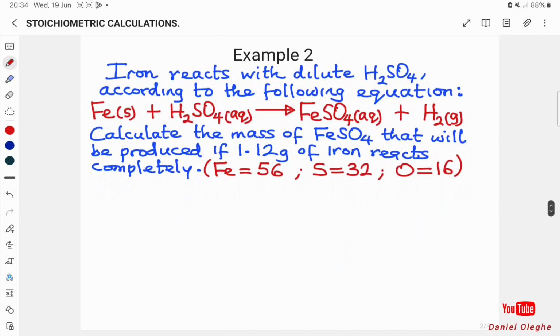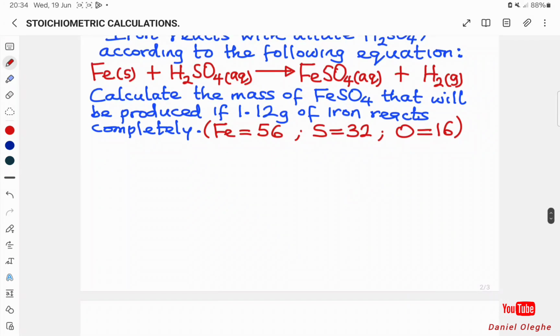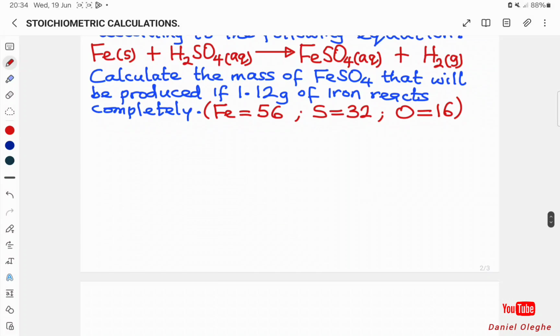Example 2. We are given that iron reacts with dilute H2SO4 according to the following equation. The equation is given. The equation is a balanced equation so that we can relate the two substances mole to mole and later convert to mass relationship. From the question, we have to calculate the mass of the FeSO4 that will be produced if 1.12 gram of iron reacts completely.